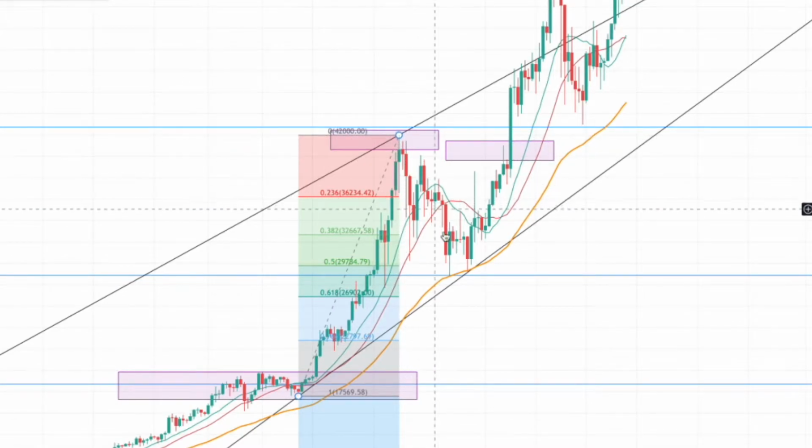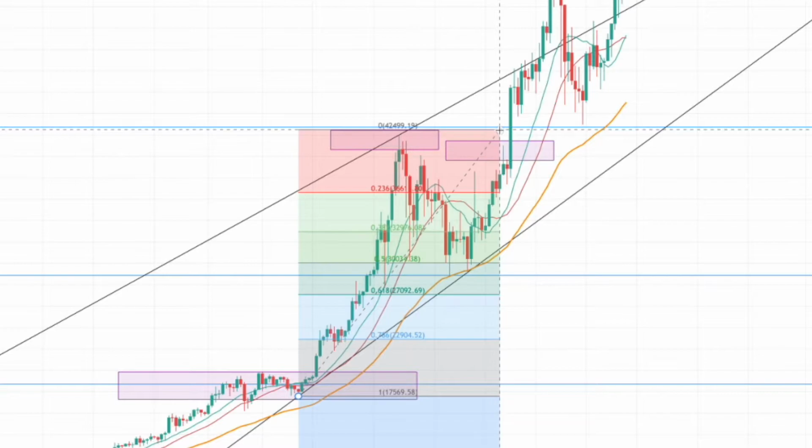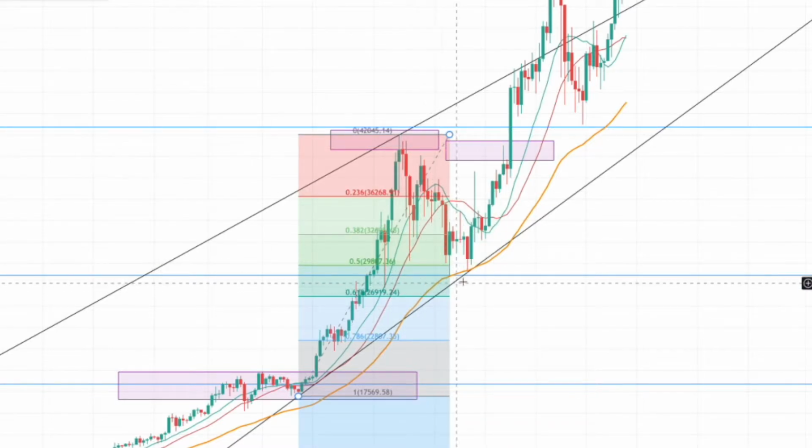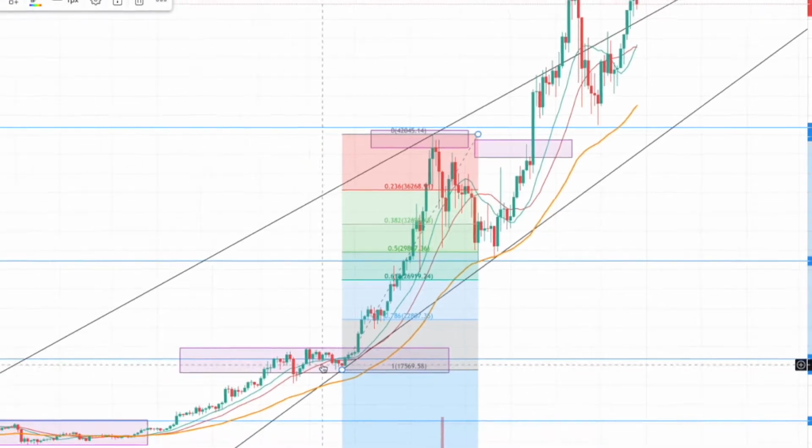So this retracement continued all the way to the 50% mark. As we can see here, that's our high. It's then retraced and it's gone into the 50% zone, which is here. So that has given us our retracement.